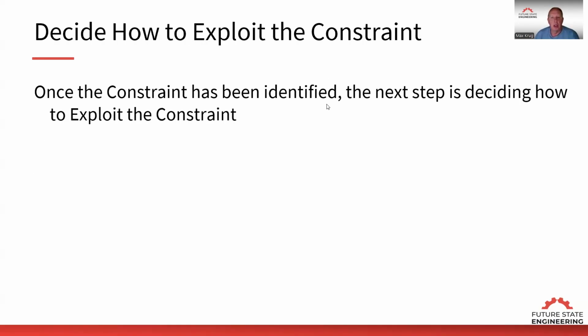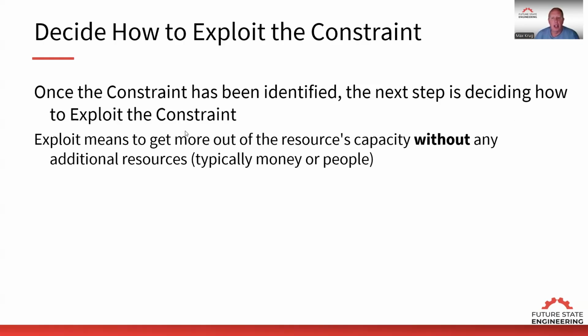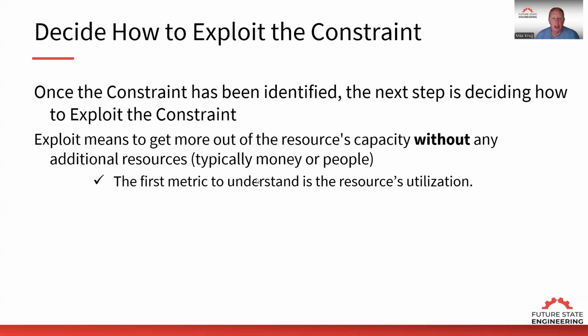What we want to do is, once we identify where it is, we want to decide how to get more out of that resource's capacity without adding additional resources. So we don't want to throw money, we don't want to throw people at the constraint. We want to figure out how we can do things more effectively. So what we found is that every process can be improved, and improved significantly, without adding additional expense, without adding additional resources.